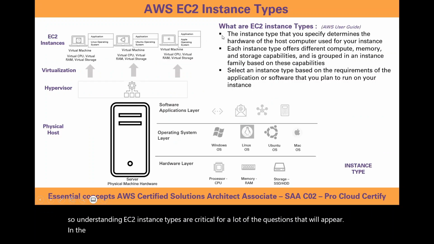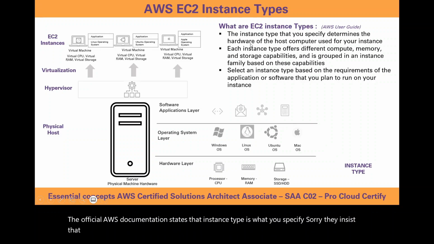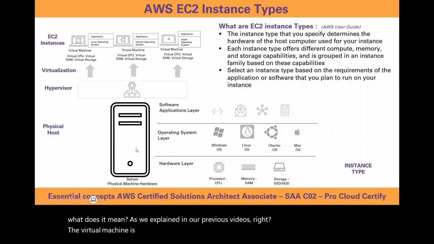Now let's go over what EC2 instance types are. The official AWS documentation states that the instance type that you specify determines the hardware of the host computer used for your instance. Okay, so what does it mean? As we explained in our previous videos, the virtual machine is basically created from the physical host.